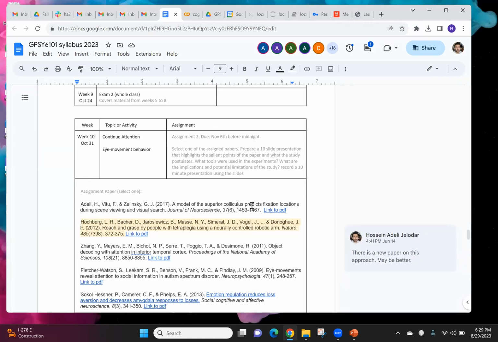Then we'll have the second assignment. The second assignment is, again, you read a paper, but in this case, you make slides. You present the paper. We don't have time to bring everyone up here. So the alternative is that you'll make these slides based on the paper that you chose. You present it. If you want, get a few friends to be your audience.